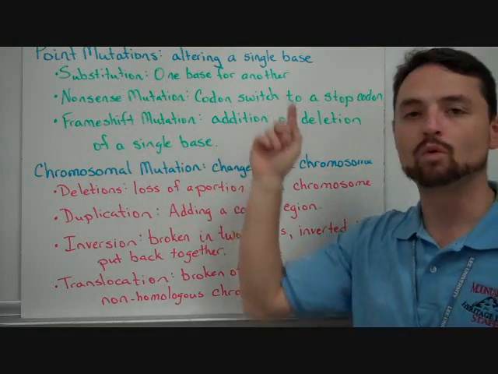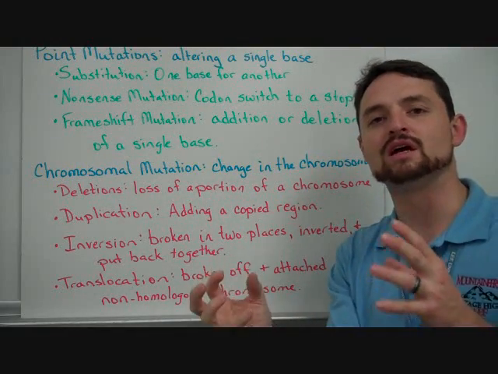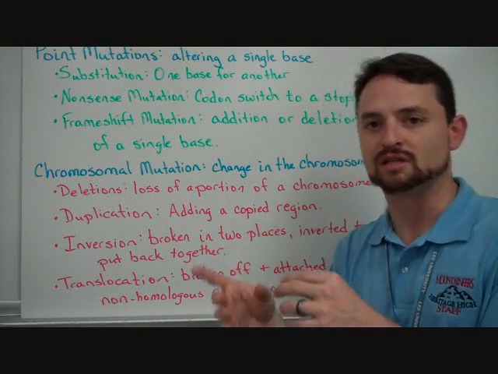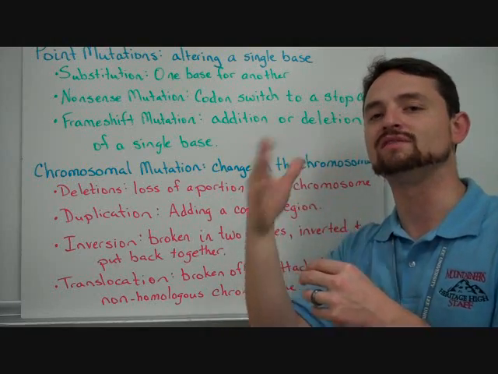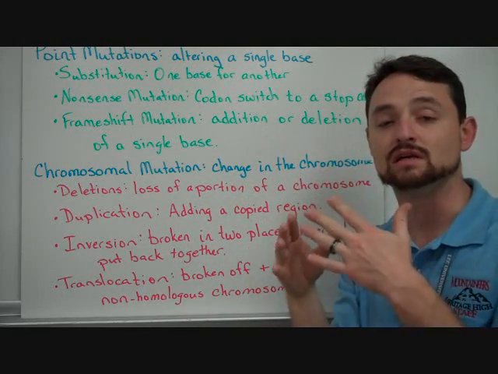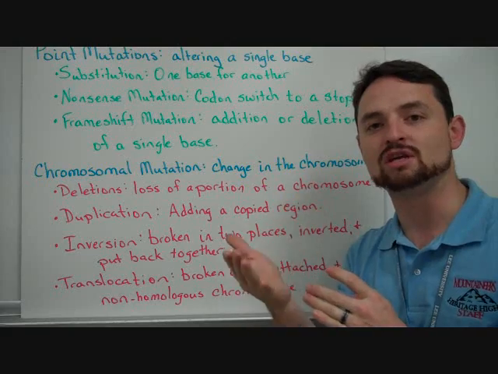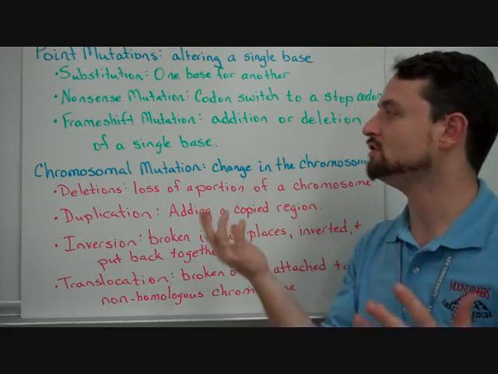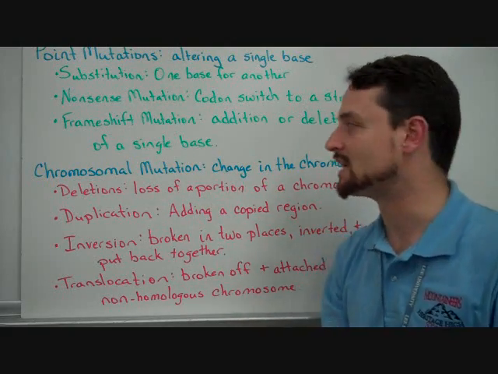A substitution is where one base that should be there is removed and a different one is put in. So it should be a T, but instead of a T, it's a C. Or it should be a G, but instead of a G, it's an A. So you've got a substitution that's taken place.